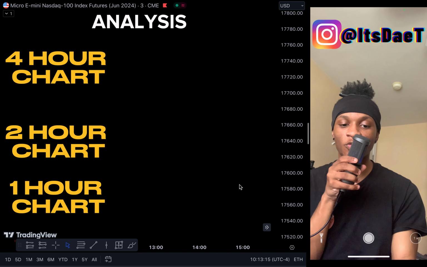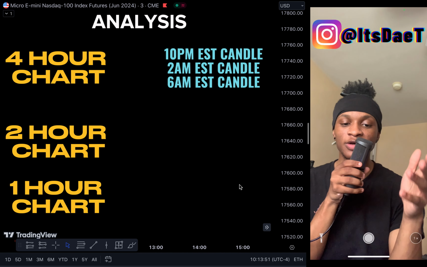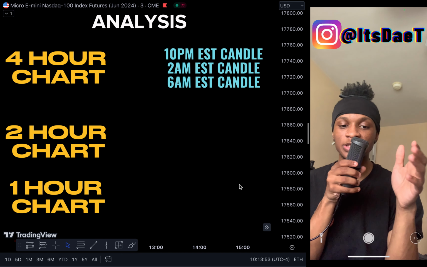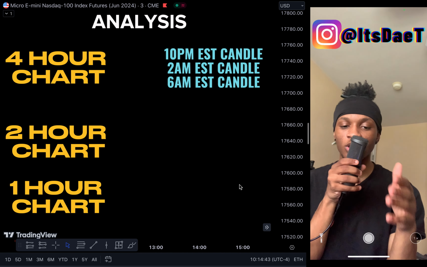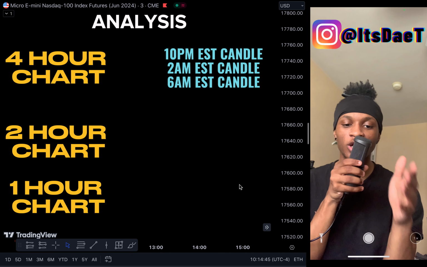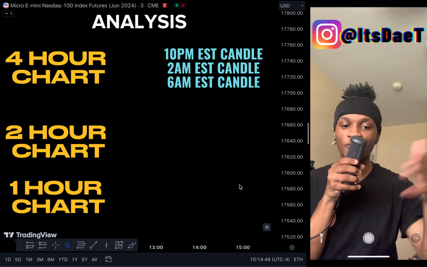Starting with the 4-hour chart, the candles that I'm only going to be analyzing are the 10 p.m. candle, the 2 a.m. candle, and the 6 a.m. candle. Mind you, this is the analysis part. These are the candles where I'm placing the high point of the wick and the low point of the wick and getting that box around it. And remember what I said, whatever candle you're looking at for your analysis, you're going to be looking for the closure and then look for your liquidity, right?